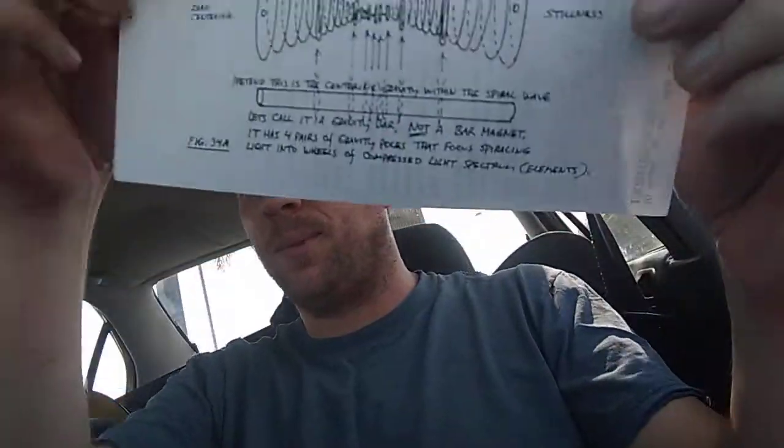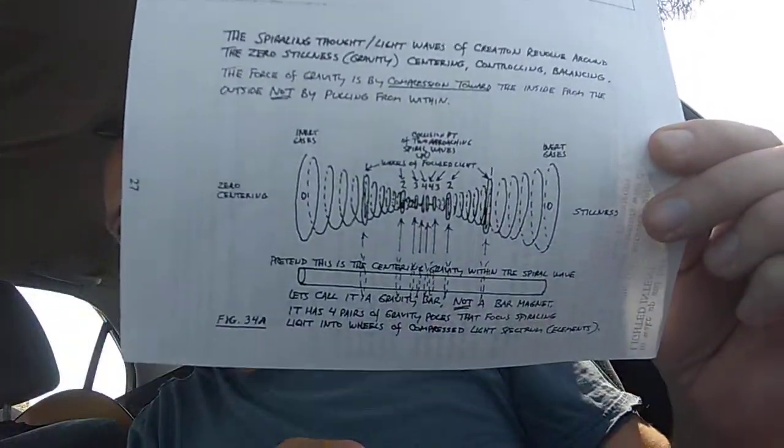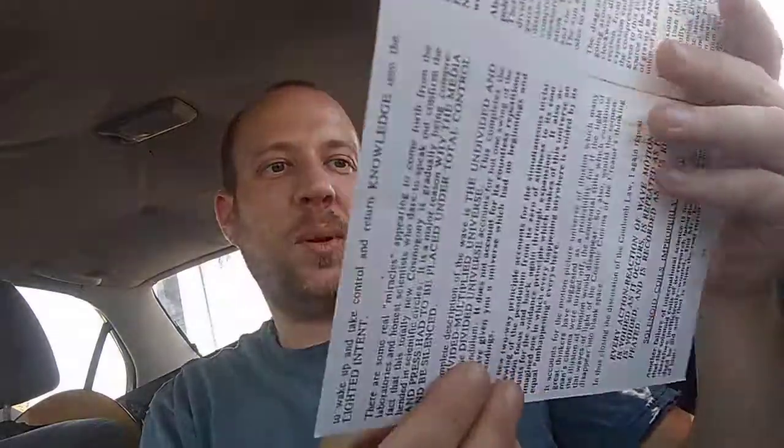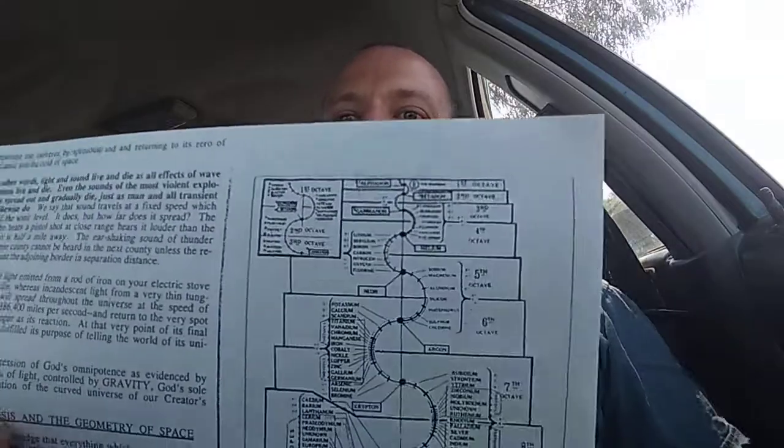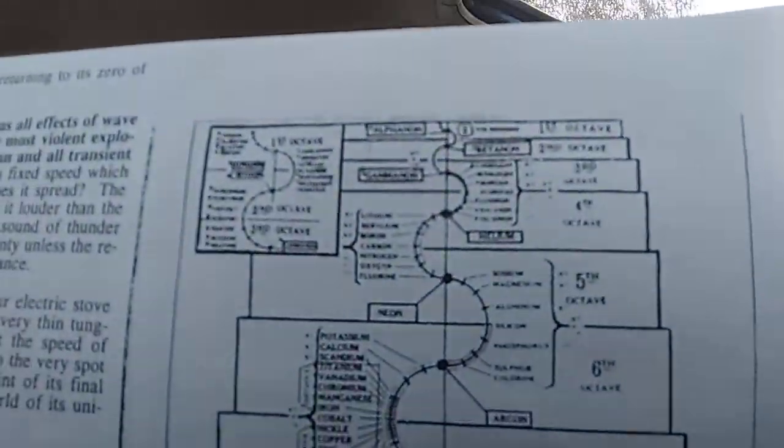Gravity bar doesn't work like we thought. The gravity bar has 4 poles because there's a 0 in the center. It's not called a bar magnet. It's called a gravity bar. And then now I'd like to get into different elements of matter that we don't know exist yet.